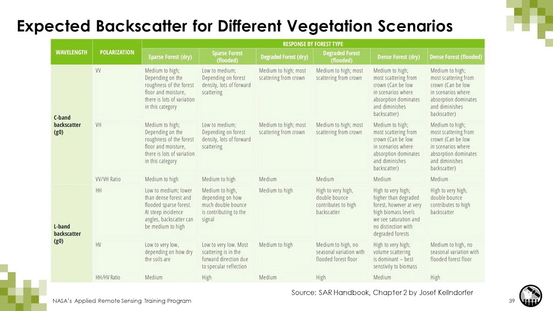So this is a very nice table that summarizes the expected backscatter response to different types of vegetation at two different bands, at C-band and L-band. So you can get freely available C-band and L-band data. At the C-band, data is VV and VH, that's from Sentinel-1. And the L-band data that's available is from PALSAR, and that's at HH and HV. And then this is coming from the SAR Handbook Chapter 2 by Josef Kellndorfer.